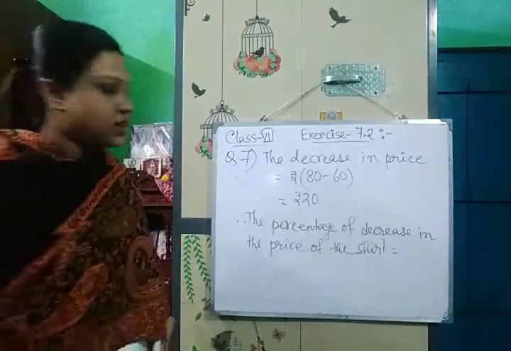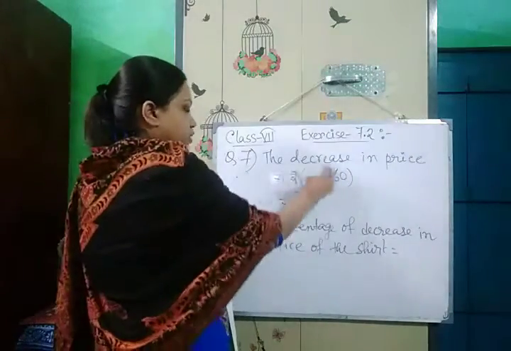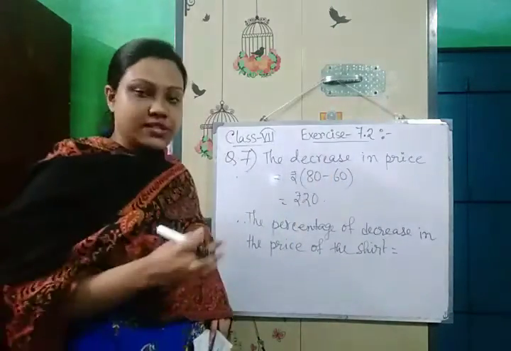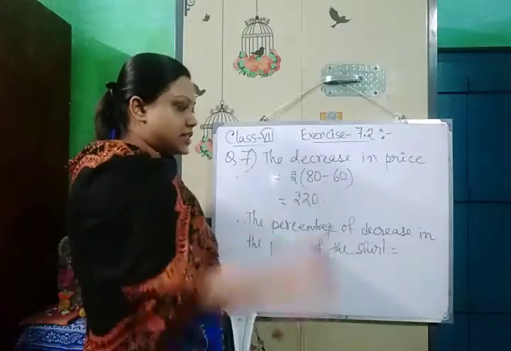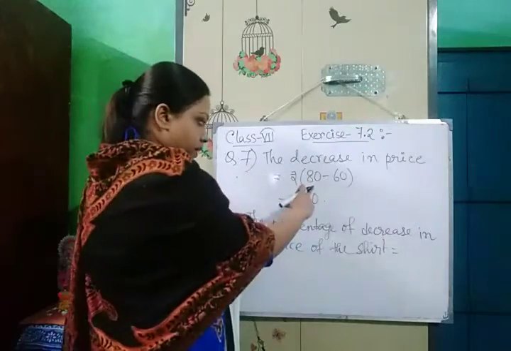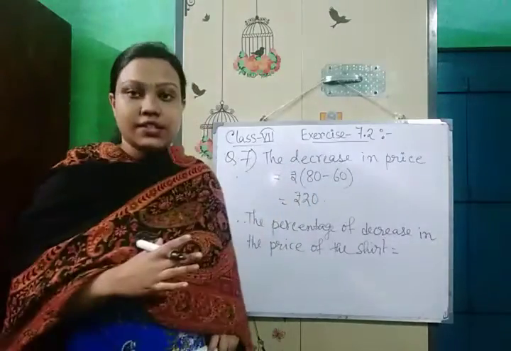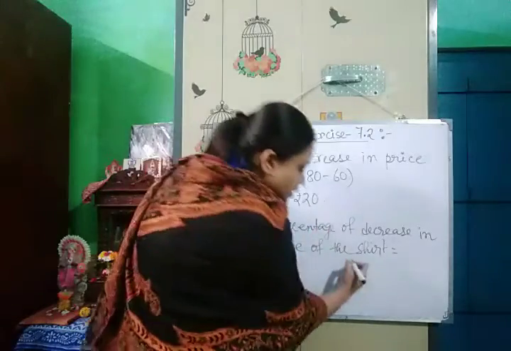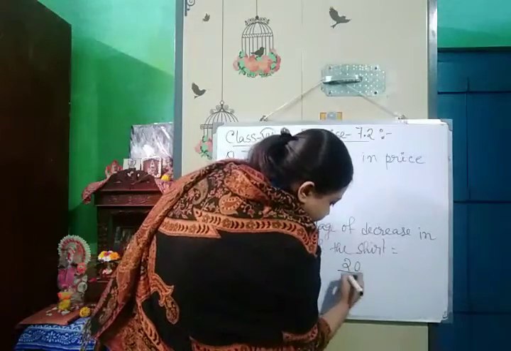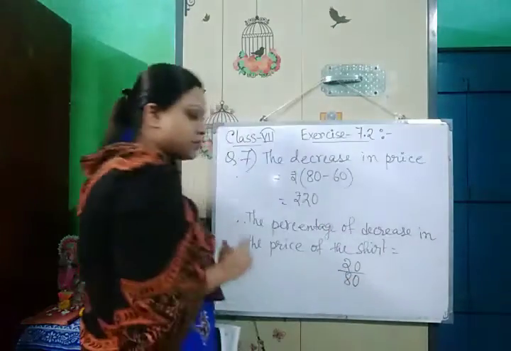So now we are going to find out the percentage. 80 rupees was its previous price. Now it has decreased to 60. So in 80 rupees, rupees 20 has decreased. So what will be the fraction? 20 by 80.